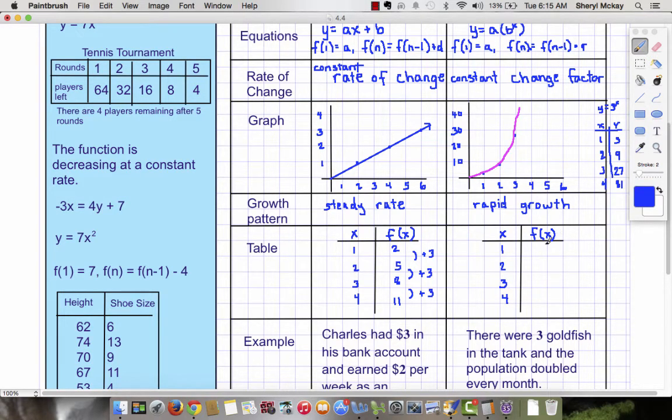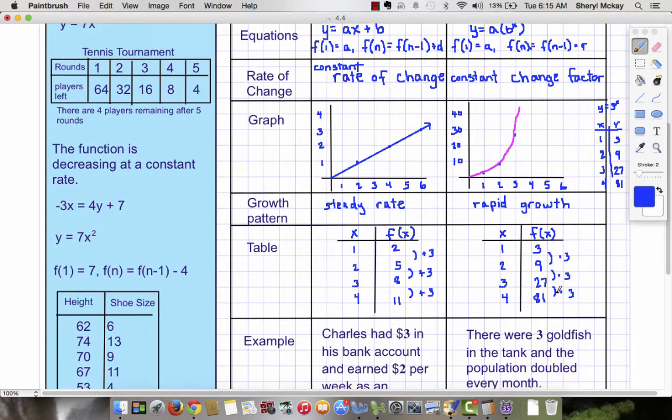We could use the same one we were doing over here, 3, 9, 27, 81. And this time, we're multiplying by 3. We're not adding 3, we're multiplying by 3. Constant factor, okay?